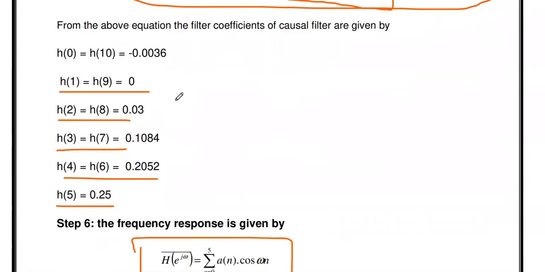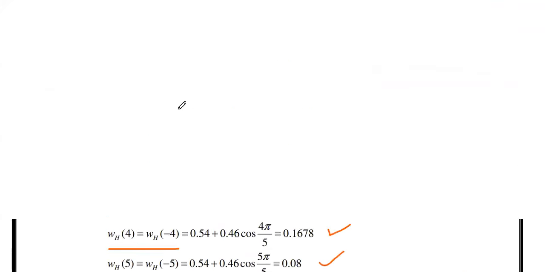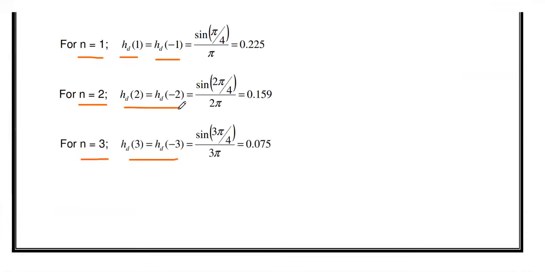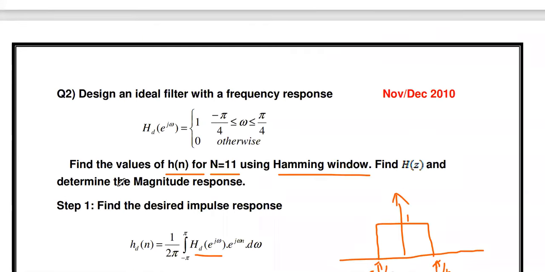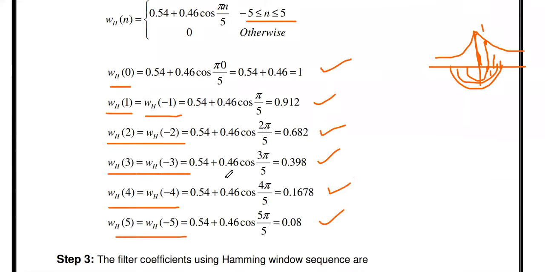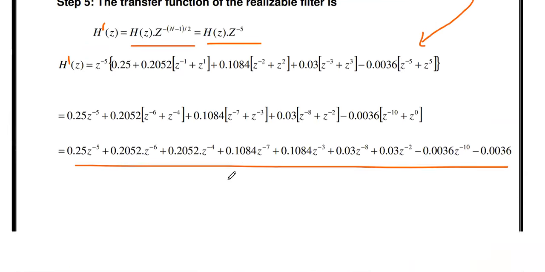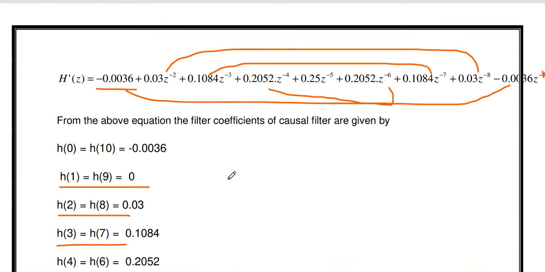Once you have calculated the filter coefficients, here in our question we need to find h of z and also find the magnitude response. They mention to determine the magnitude response. That's why we are going to calculate the magnitude response using these filter coefficients. So what is the type of this filter?